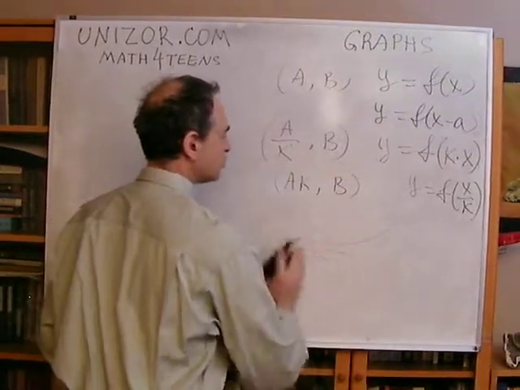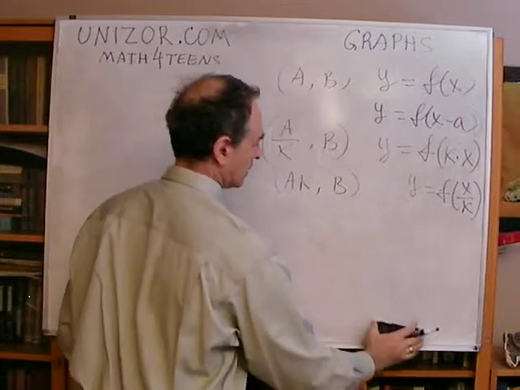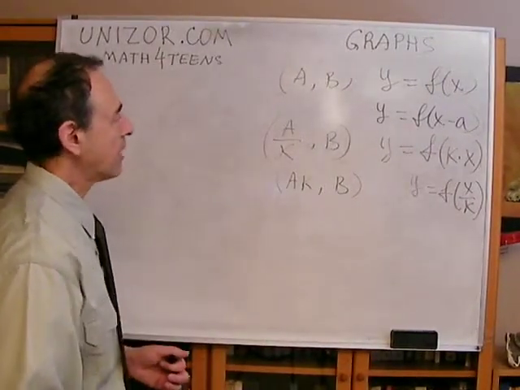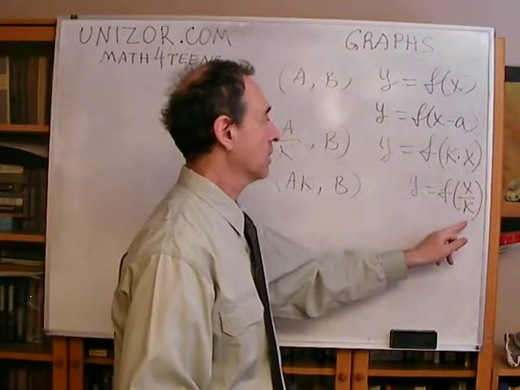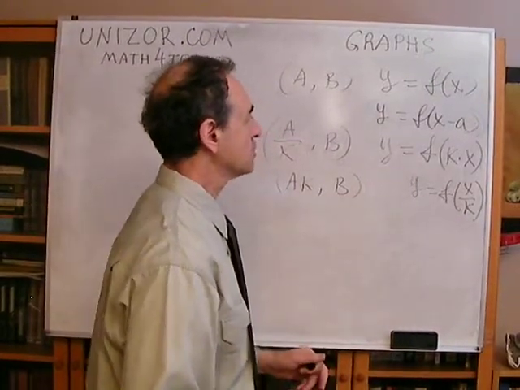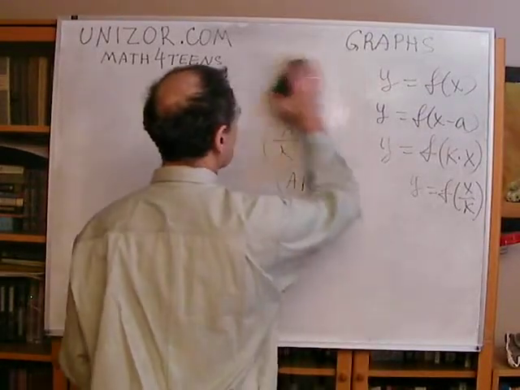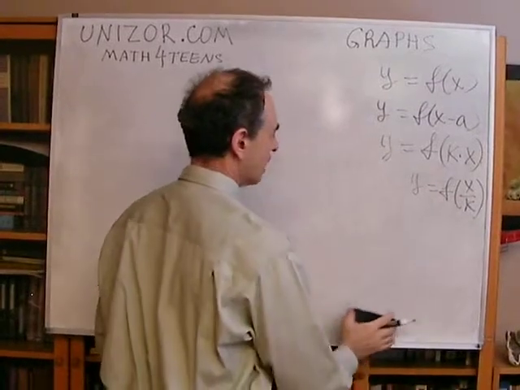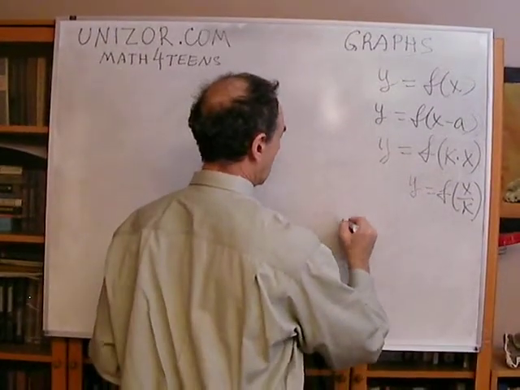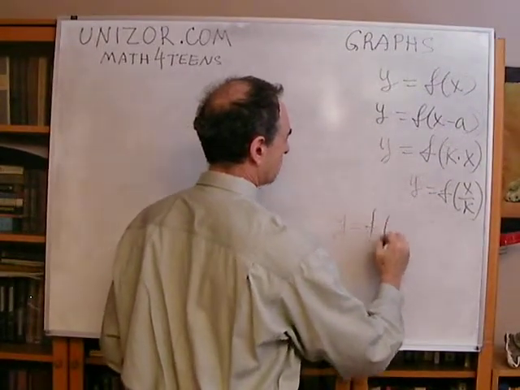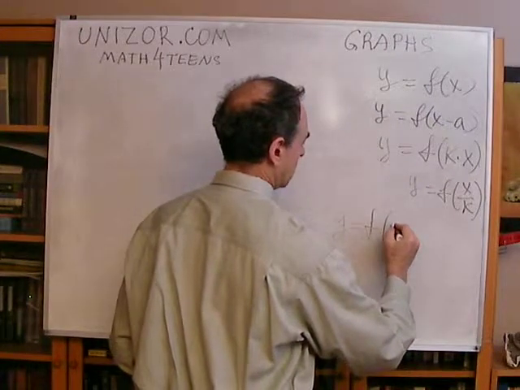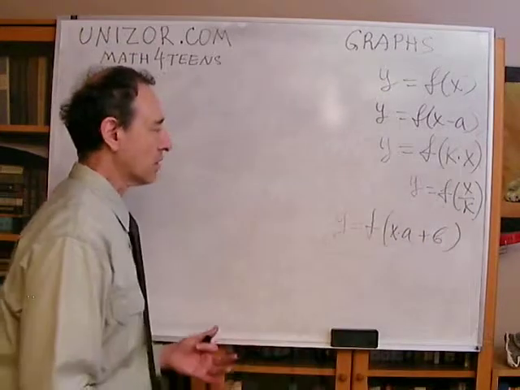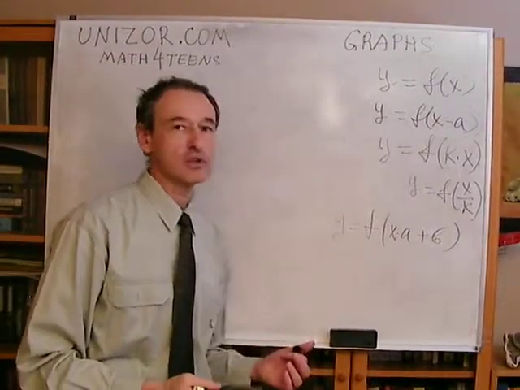Now, obviously, if you change the sign, let's say minus k or a negative, it will change the direction of that thing. That's obvious. All right, so we know what to do with the graph if our argument is changing. Now, the most complex modification of the argument in this case would be y is equal to f of, let's say, x times a plus b. This is the most general kind of linear transformation of the argument.